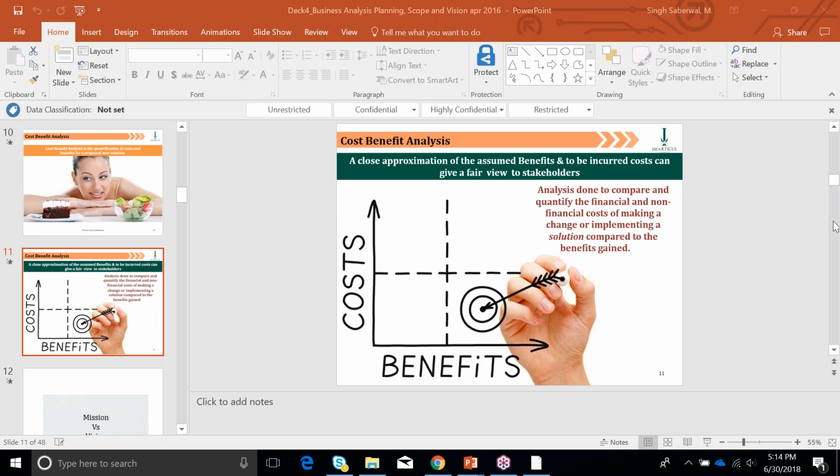I think somebody asked whether for cost benefit analysis we'll do a detailed analysis, and whether I will actually build up a cost benefit. Yes, of course we will do that, guys.